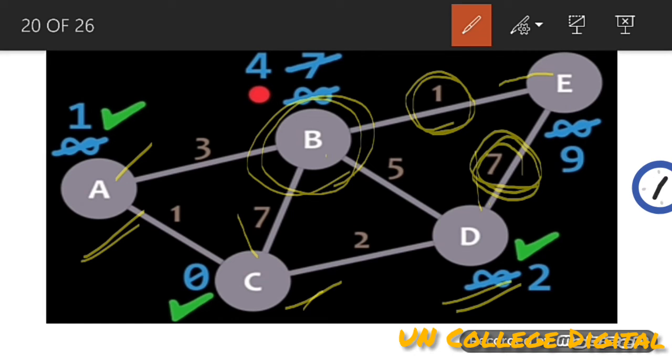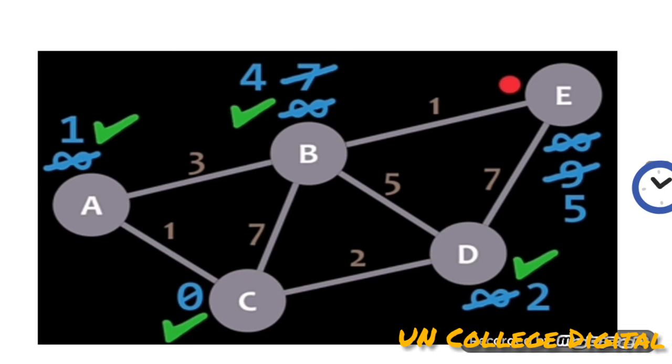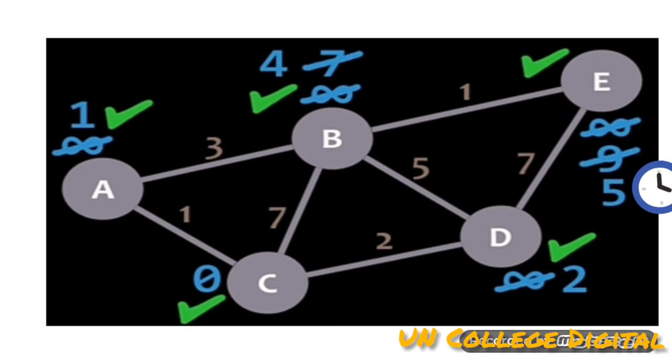For that reason we will select B to E, and at the next step we will have the graph look like this. It means that we have visited A, C, D, B, and now E will be visited, and this graph is the final output. Again I have used the final output representation of this particular problem so that you can understand.